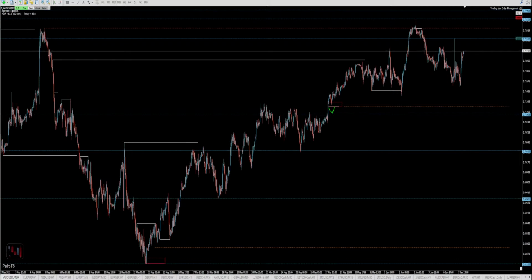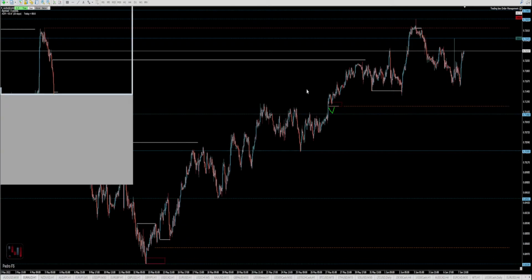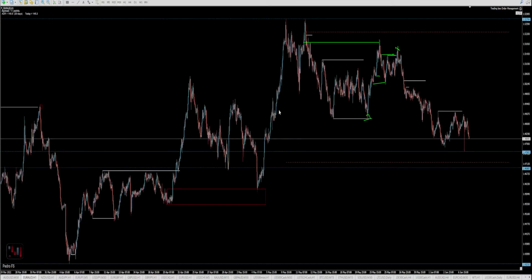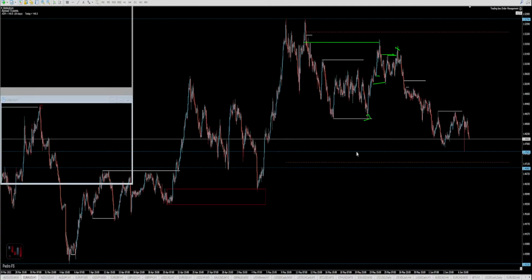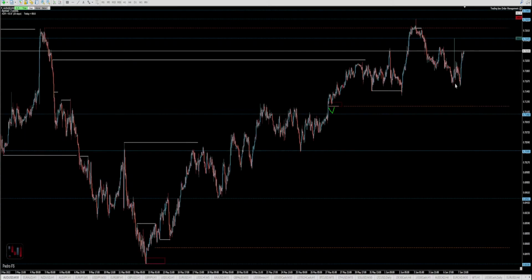So sometimes we have clear information on one of the pairs, pairing with the other one, and we can use that information to help us make decisions on the other one. For example, I trade way more Aussie dollar than Euro Aussie, but I can use the information from Euro Aussie to help me decide what to do on Aussie dollar.